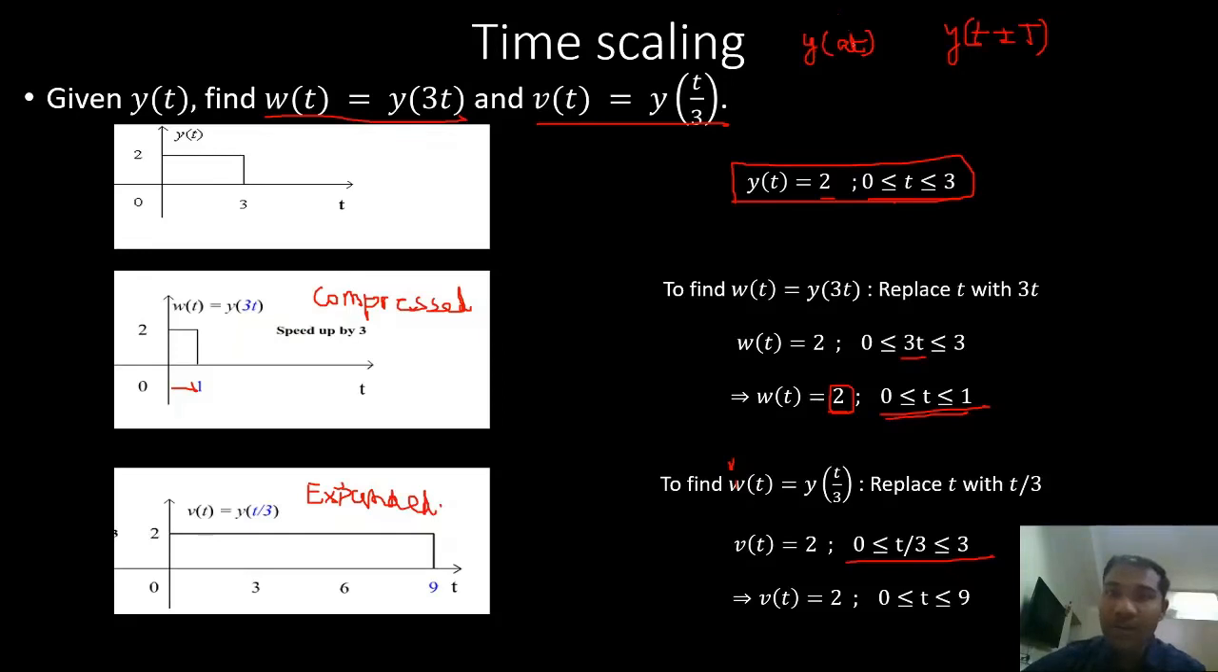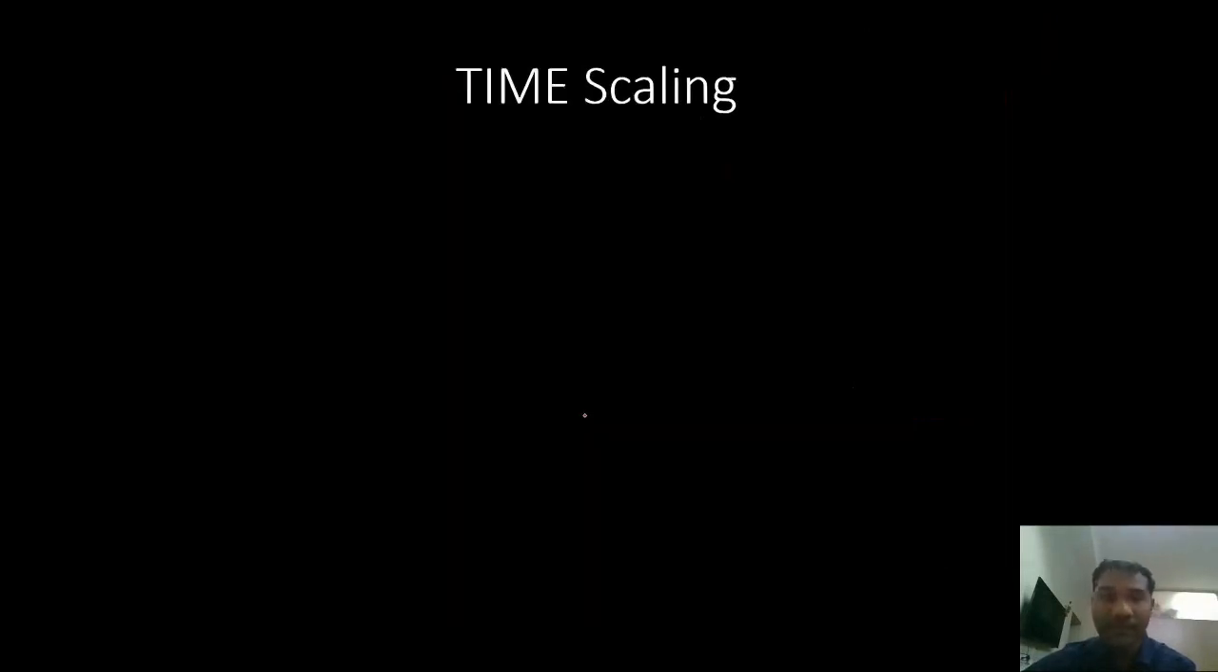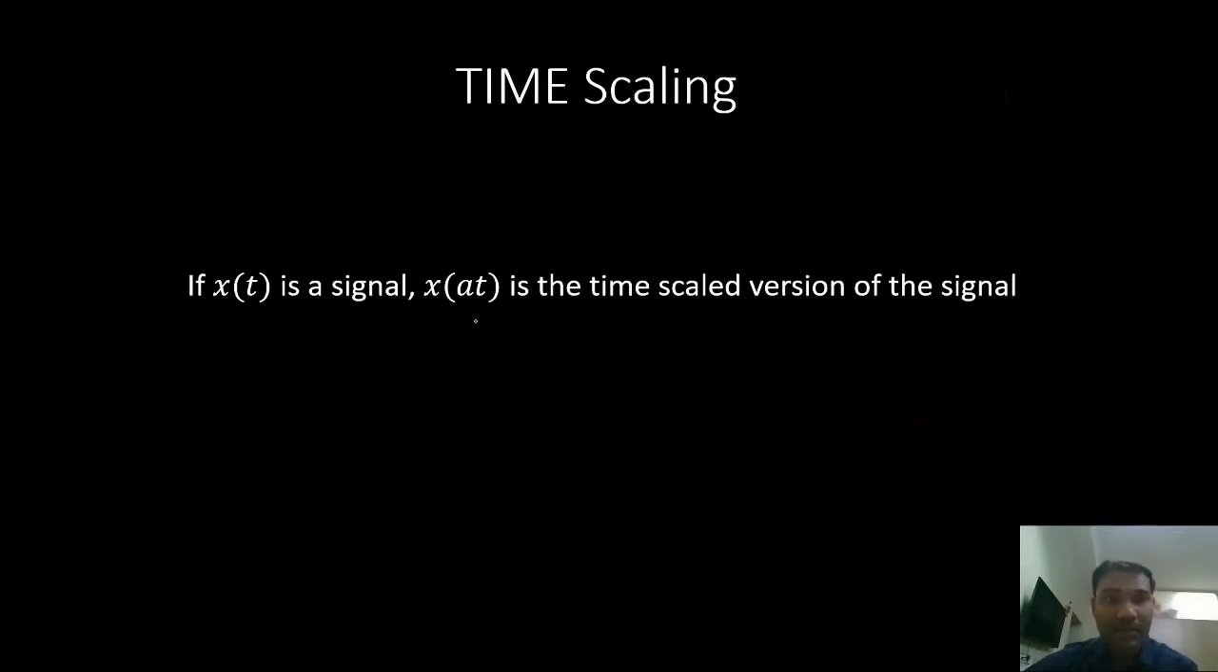So in the general form y of at, the value of a decides whether the original signal will be compressed or expanded. If the value of a is greater than 1, the original signal is compressed. If it is less than 1, the original signal is expanded. It is as simple as that.